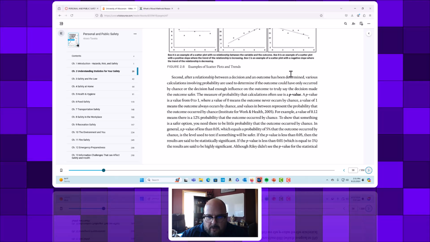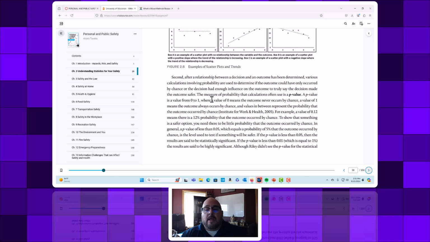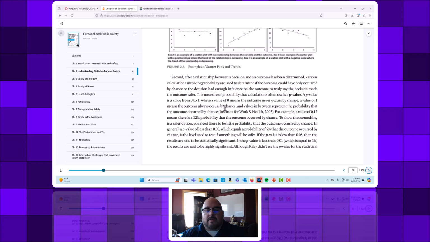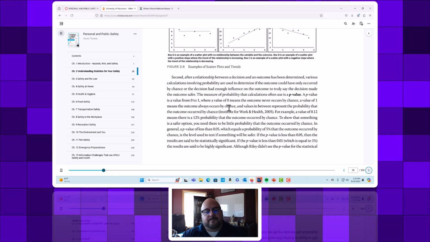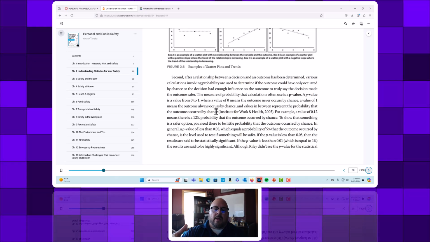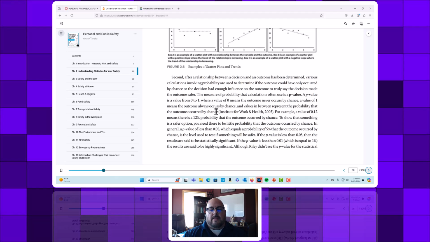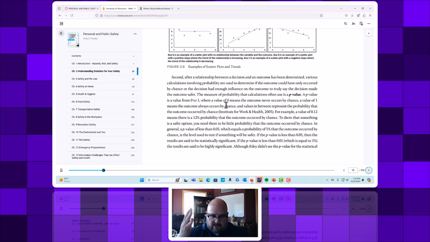Again, you don't need to know that, but I do need you to know that the p-value is a value between 0 to 1, and it basically measures the chance of the outcome being random. Yeah, the outcome occurred by chance. Again, a 1 is bad, 0 is good. That's what it means. So write that down. Again, it's a 0 to 1.